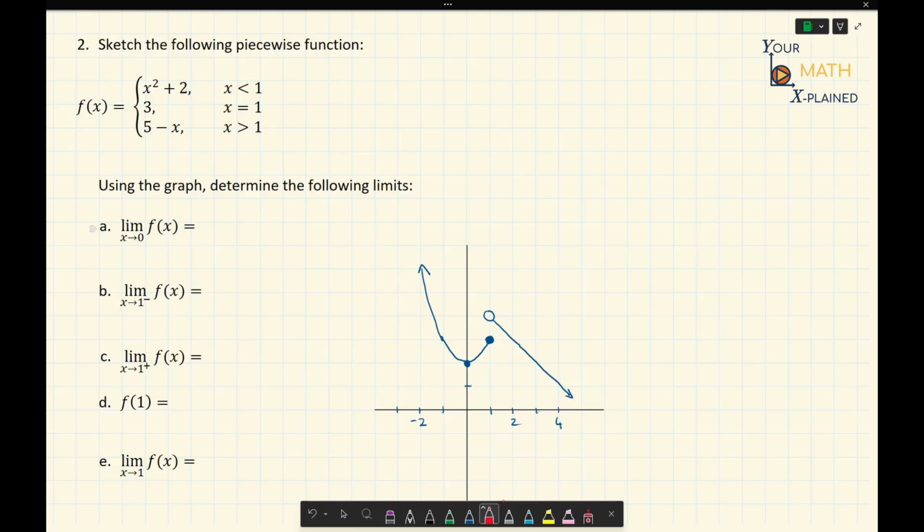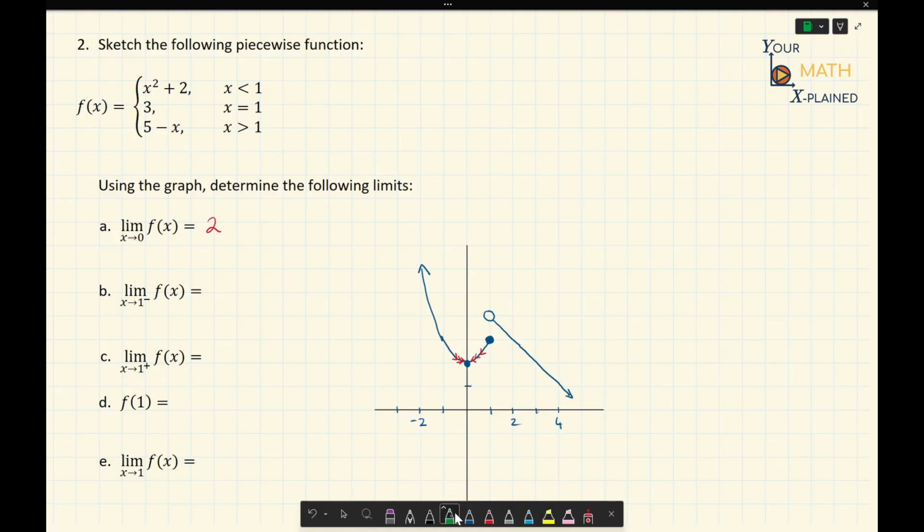So imagine you are going along the curve of f of x. And as you're approaching 0 from the left-hand side, we can see that we're approaching a y value of 2. And then as we approach x is equal to 0 from the right-hand side, we are also approaching the value y is equal to 2. So therefore, the limit of f of x as x approaches 0 is going to be equal to 2.